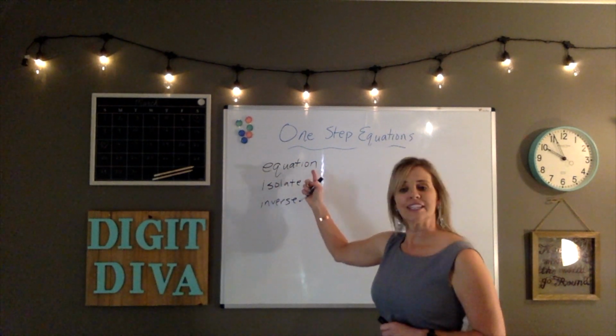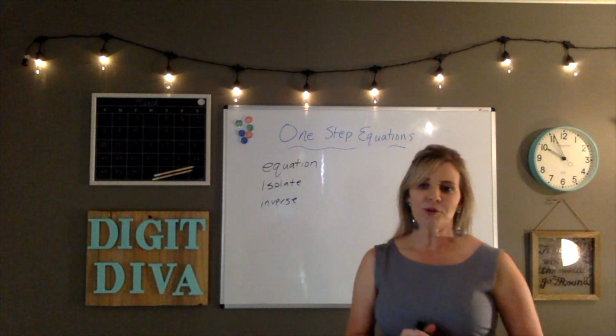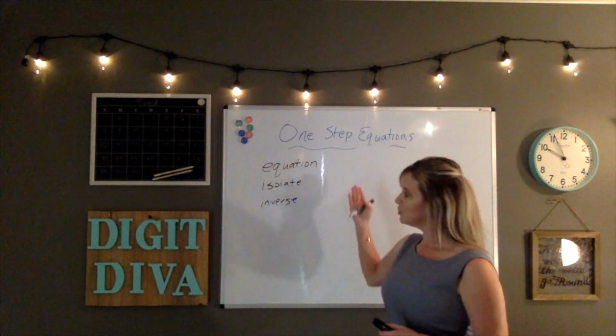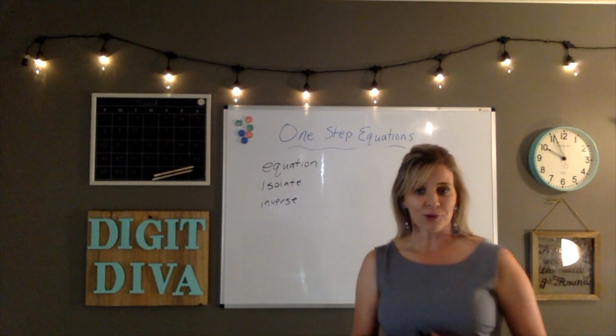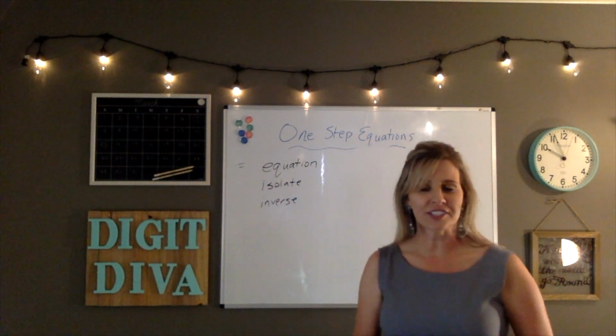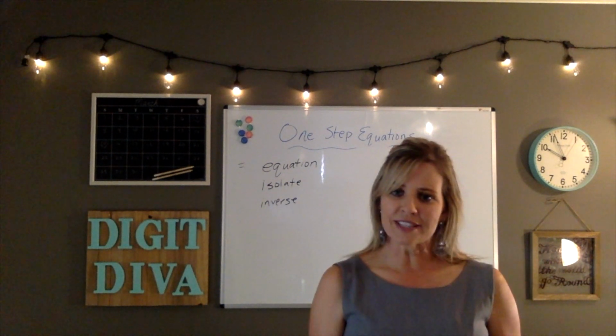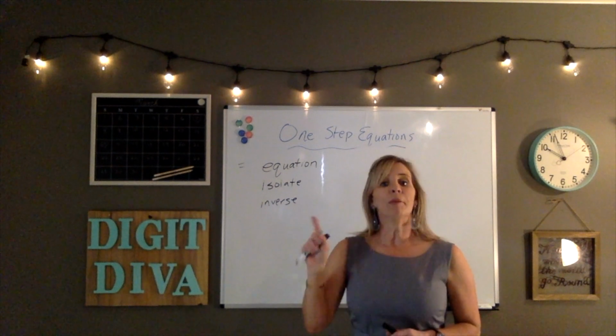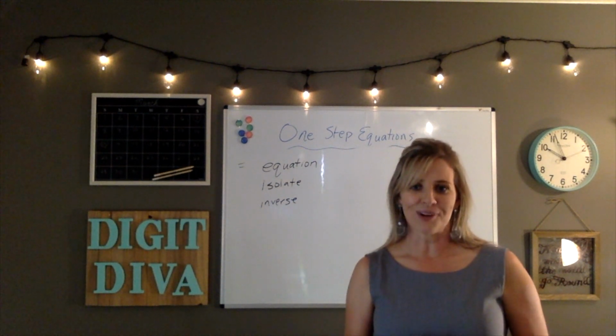So the first one is an equation. The term equation is defined as a mathematical sentence stating that 2 expressions are equal. And you will always have an equal sign in an equation. When we had our expression lesson, that was the big no-no. No equal signs in expressions, but always an equal sign in an equation.